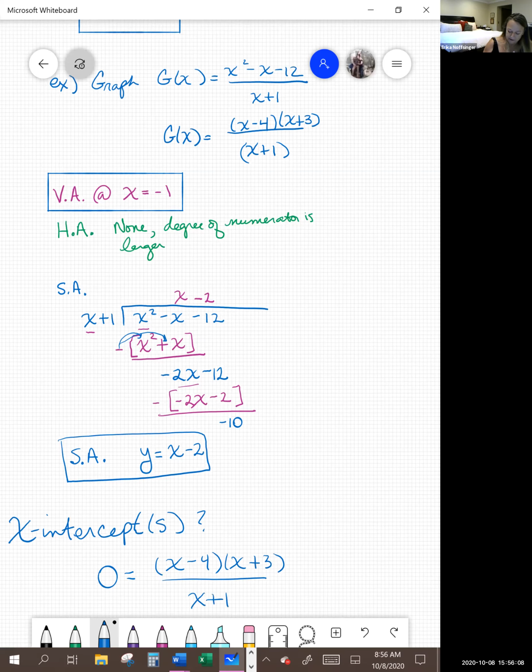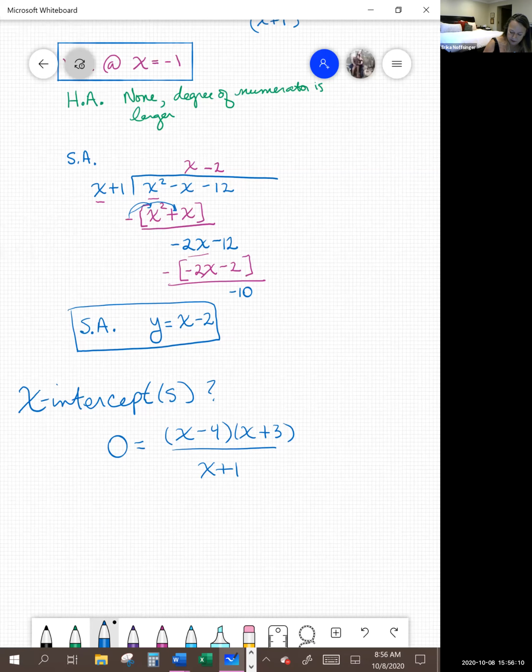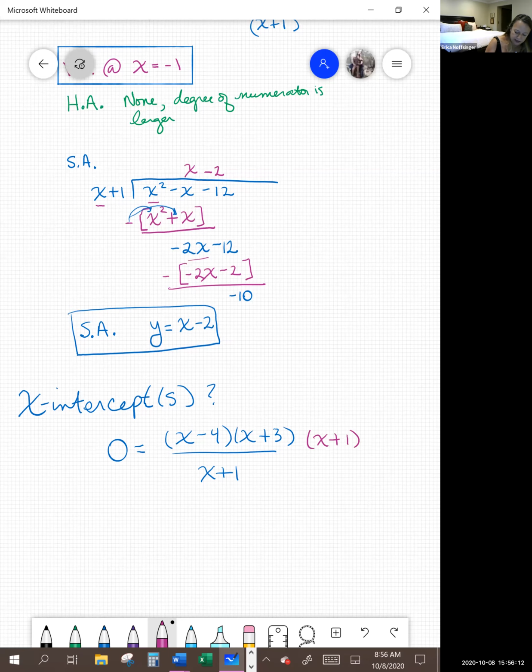But we can clear our fraction by multiplying both sides by x plus 1. 0 times anything is 0. So this is equal to my numerator again, x minus 4, x plus 3. So we have x-intercepts at x equals 4 and x equals negative 3.